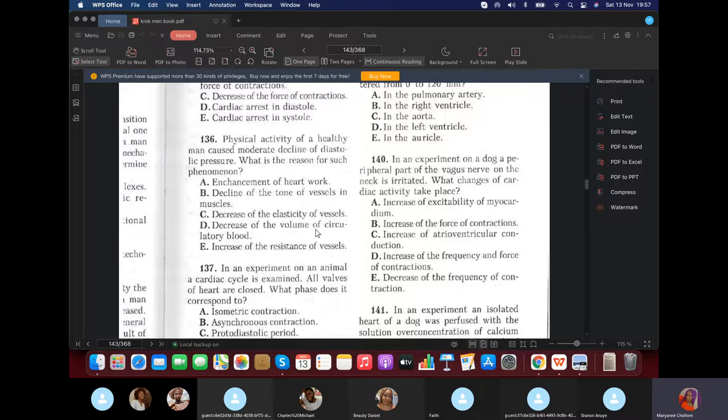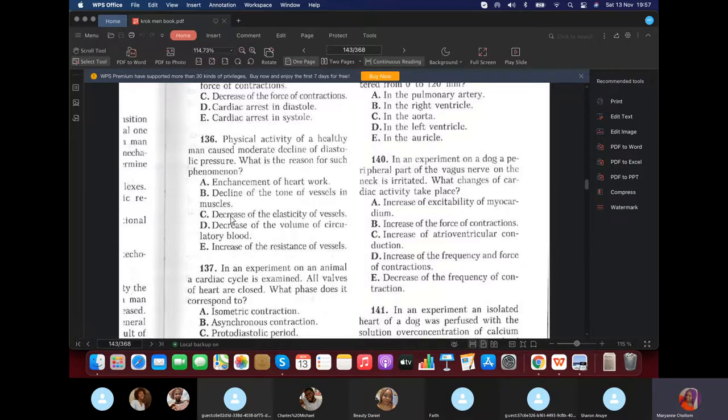Decrease of the volume of circulatory blood. If there's a decrease in the volume of circulatory blood, there'll be decreased volume of blood in the heart. That's systolic, and we're not talking about systolic. Increase of resistance of vessel. If there's increased resistance of vessel, there'll be an increase in the diastolic pressure, so it doesn't fit the decline. So we are left with B and C.